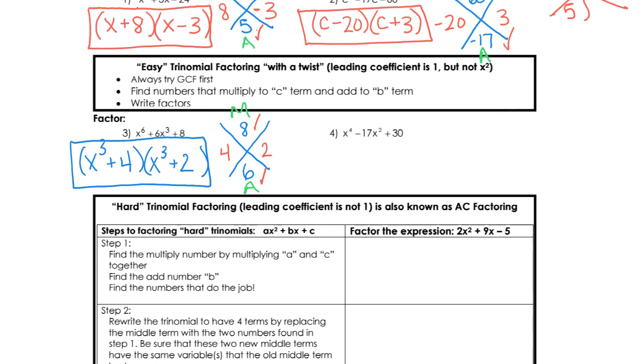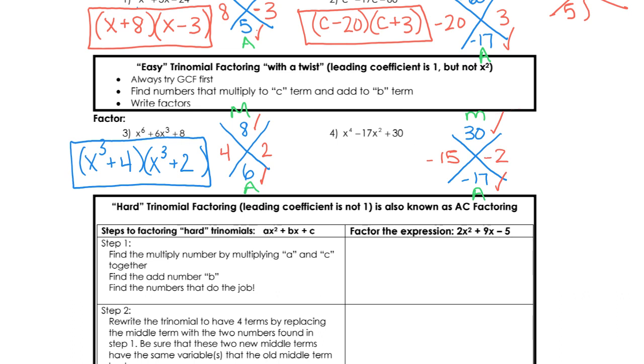Okay. In this trinomial over here, again, easy, but with a little tiny bit of a twist with those exponents. So we set up our x box with the 30 as our multiply number. And at the bottom is our negative 17, which is our add number. This one also has two sets of numbers that come close to working as well. Let's try 15 and 2. To get a negative 17, both will have to be negative, which is perfect because when I multiply two negatives, I get the positive 30, and they'll still add to negative 17.